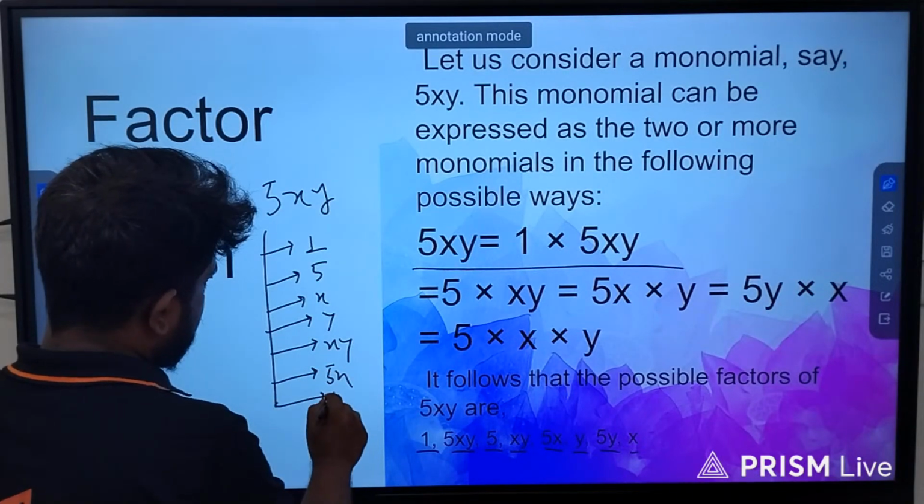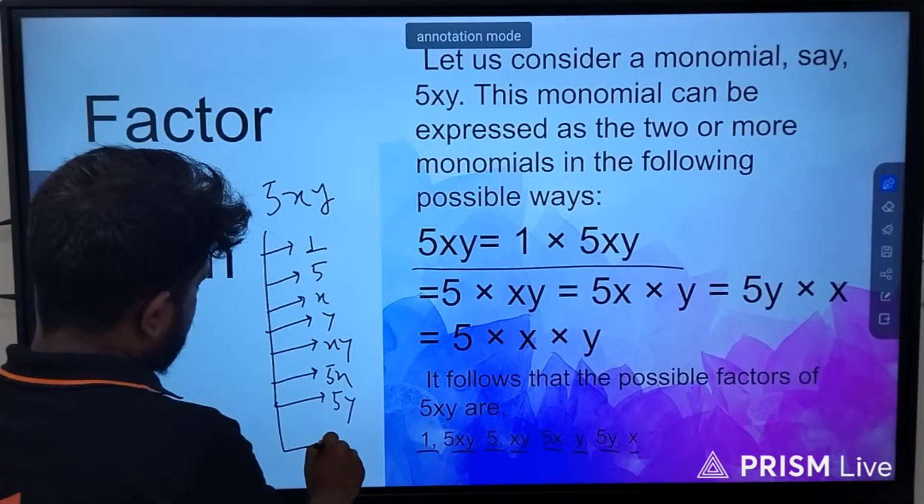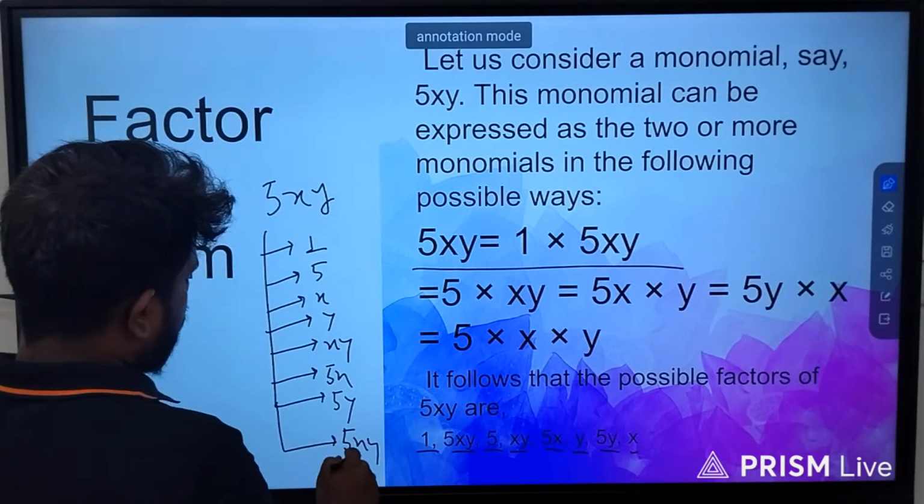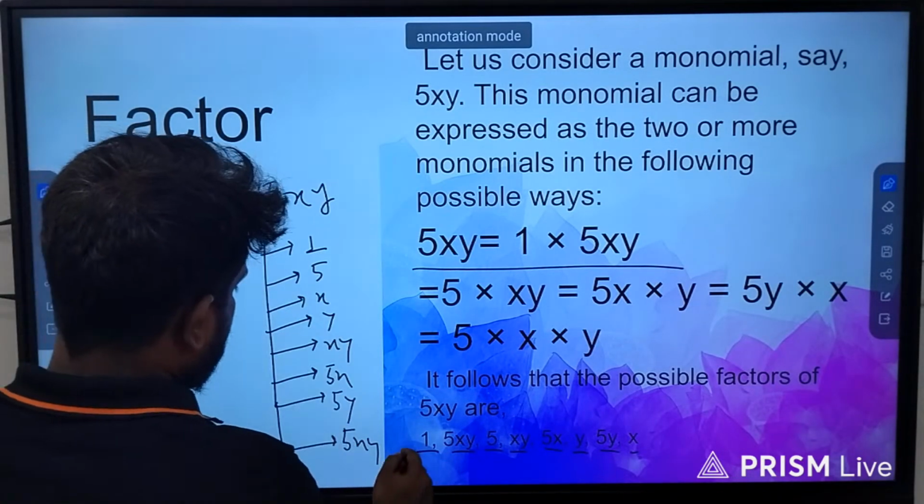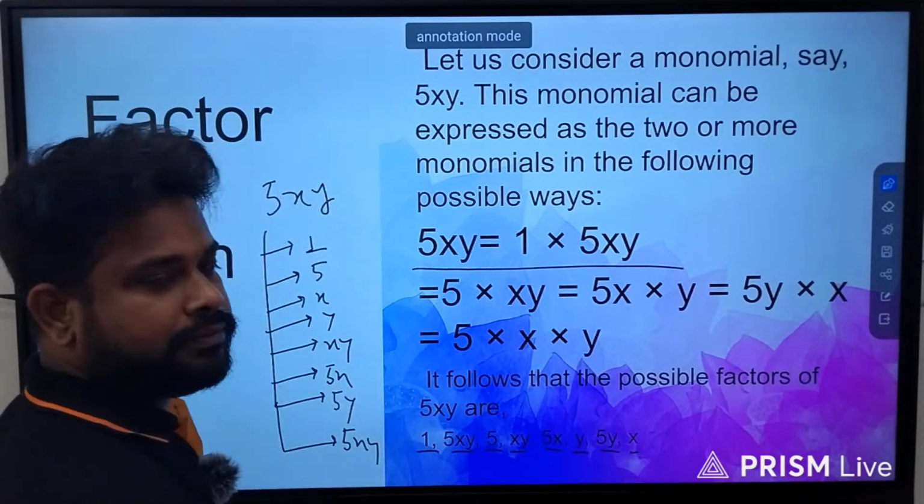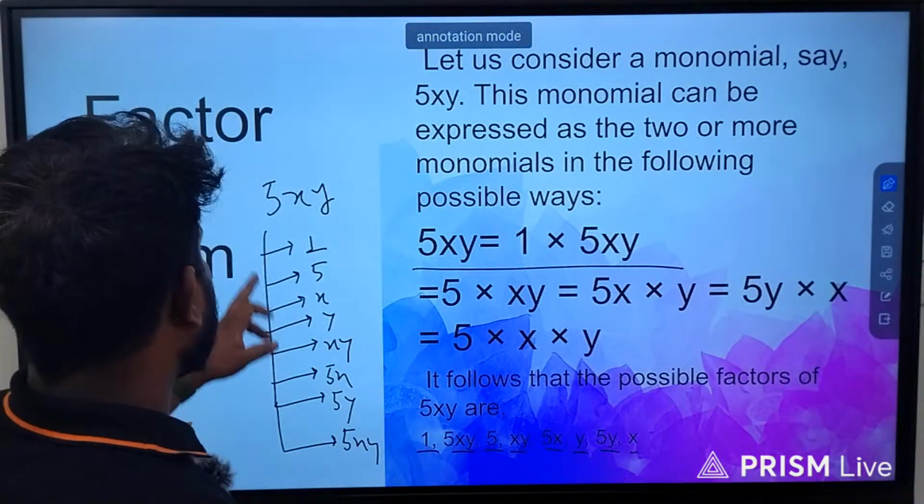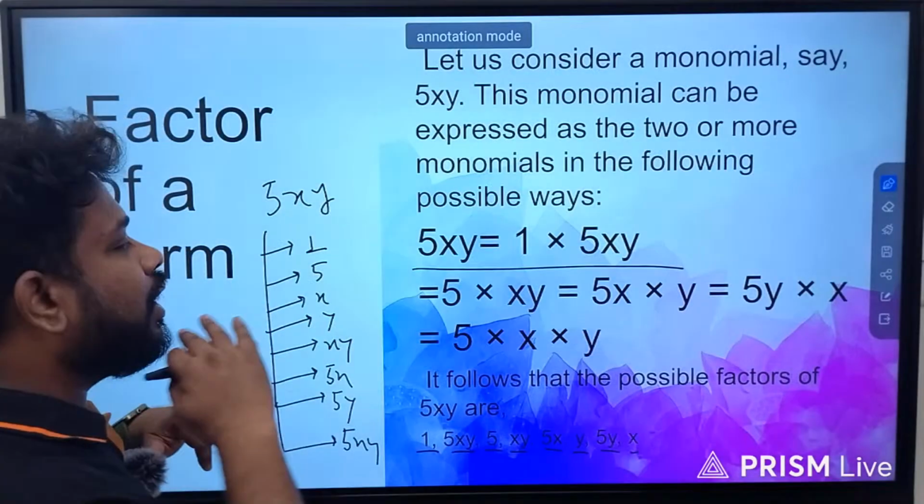5x, 5y, 5xy. That is 8 factors in total. Okay, done. So we have broken down 5xy.